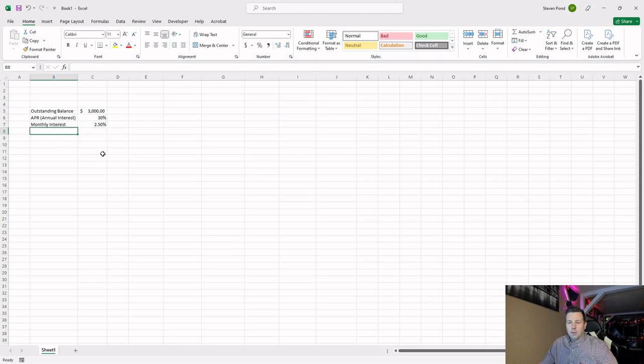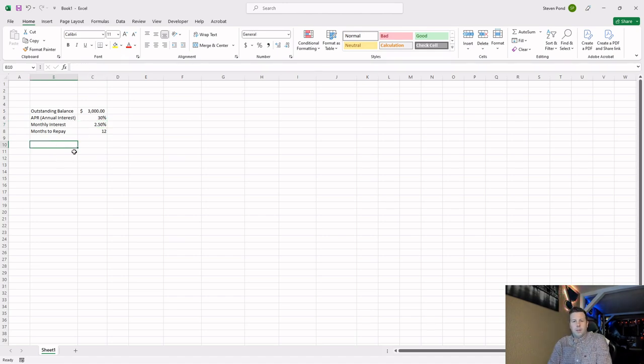Now from that, we just need to know how long we're going to pay it off. In this example, we're just going to say it's a 12-month thing. Let's say you're budgeting for the next year, the next 12 months. You want to pay this $3,000 off within the budget period. So we'll say months to repay, 12 months.